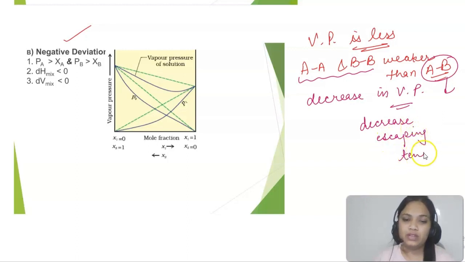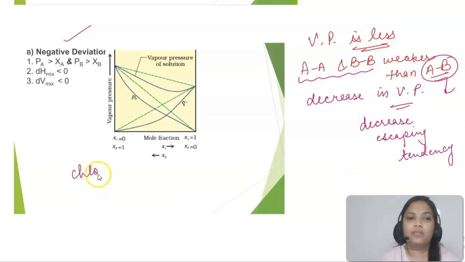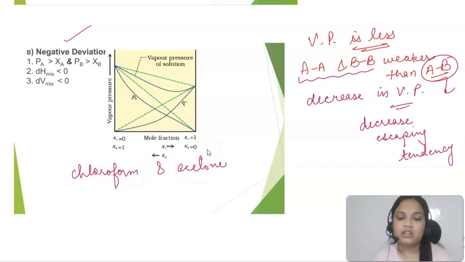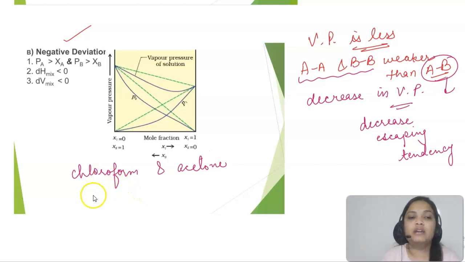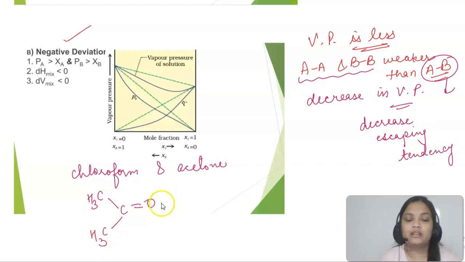Let me give you a very good example. So the example is of chloroform and acetone. Okay, so in chloroform and acetone there are some intermolecular attractions, but when we are mixing them, there is a formation of hydrogen bonding. So this is your acetone, okay, and this is your chloroform. So there exists hydrogen bonding between the oxygen and the hydrogen here.